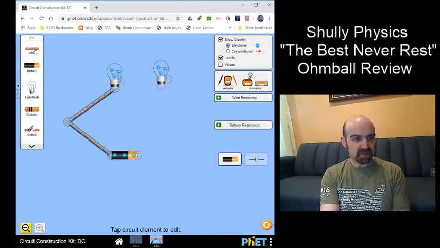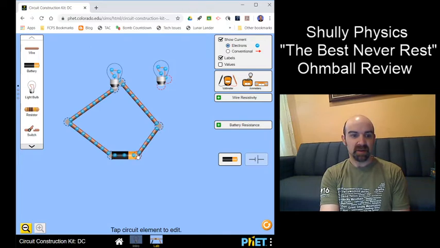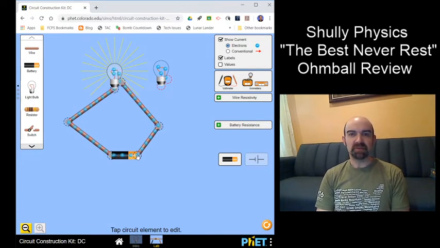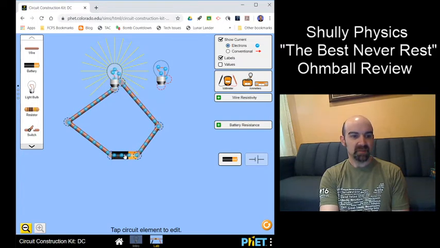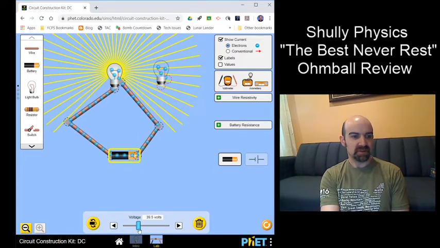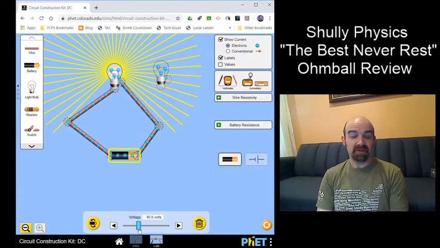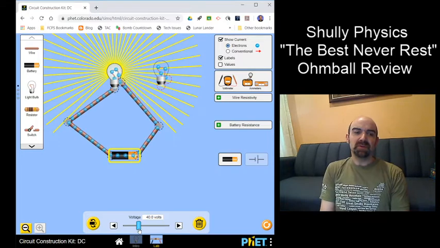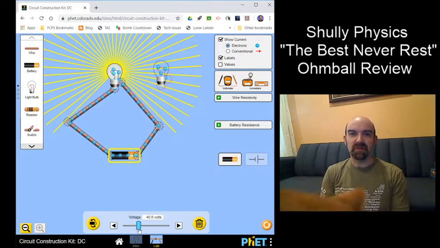So connecting up a circuit with just one light bulb was the first activity. We start to see that the electrons are moving around in that kind of circular path. And by clicking the battery here and increasing voltage, you'll see that they're moving faster. So voltage is not how quickly the electrons are moving.